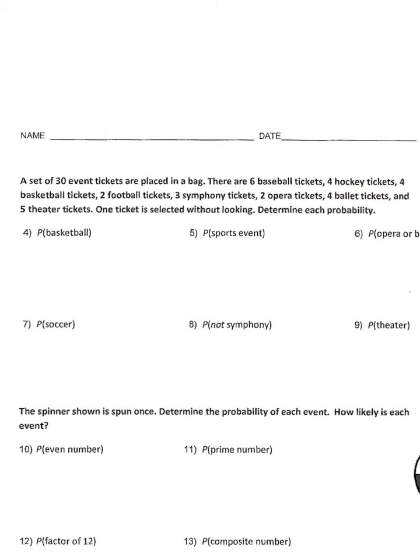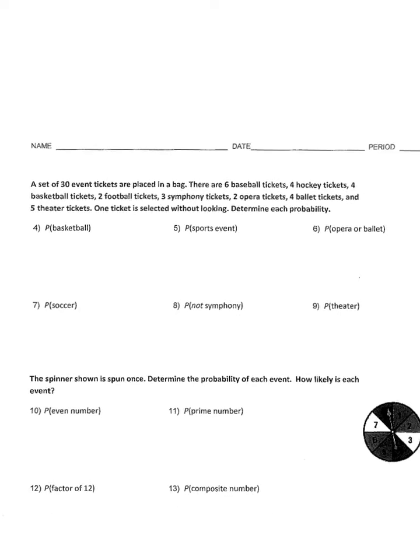Okay, on the back page, a set of 30 event tickets. So 30 event tickets, that's my total number placed in a bag. There's 6 baseball, 4 hockey, 4 basketball, 2 football, 3 symphony, 2 opera, 4 ballet, and 5 theater. Holy cow. 1 ticket is selected without looking to determine the probability. So that 30, that's my total number of tickets I have altogether.